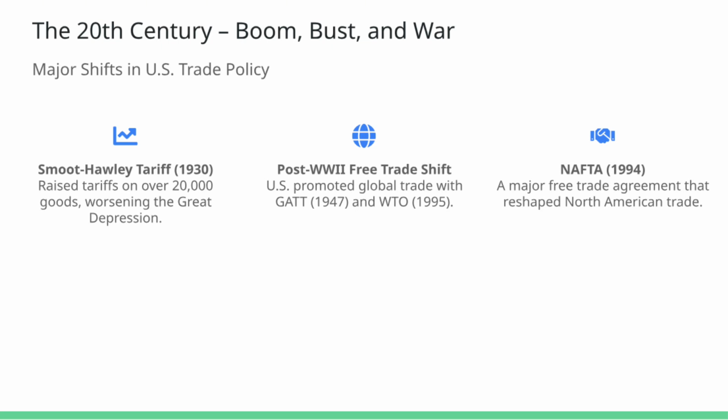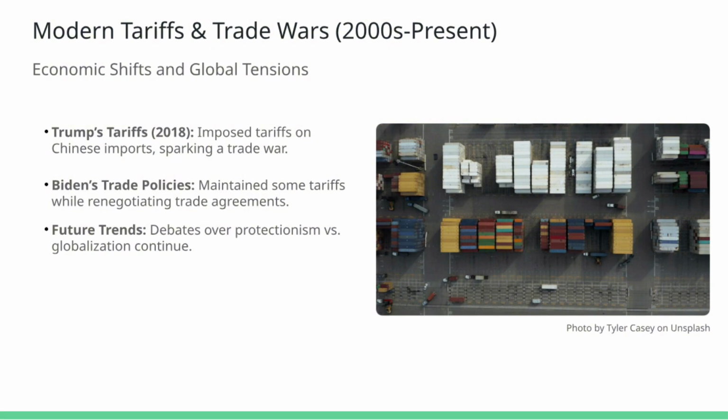But of course, history never stays still, and in the 21st century, the debate over tariffs and trade was far from over. Now, if you thought tariffs were just a relic of the past, think again. The 21st century has seen tariffs make a dramatic comeback, sparking trade wars and global economic debates.